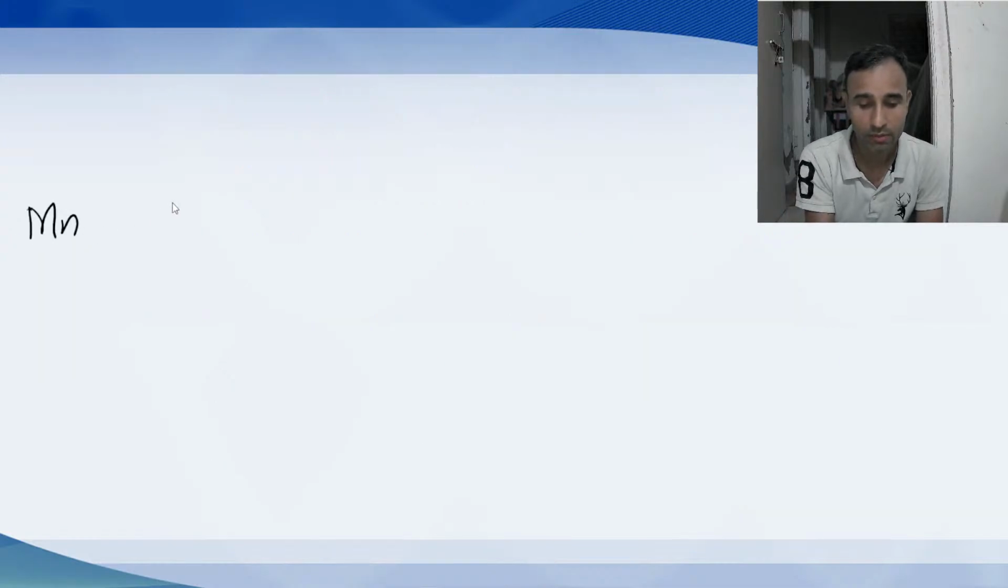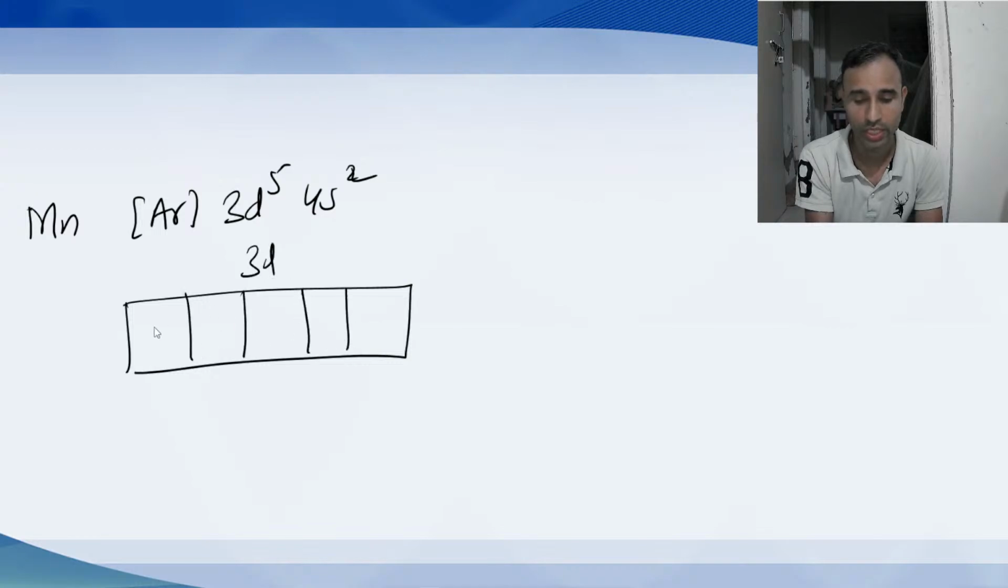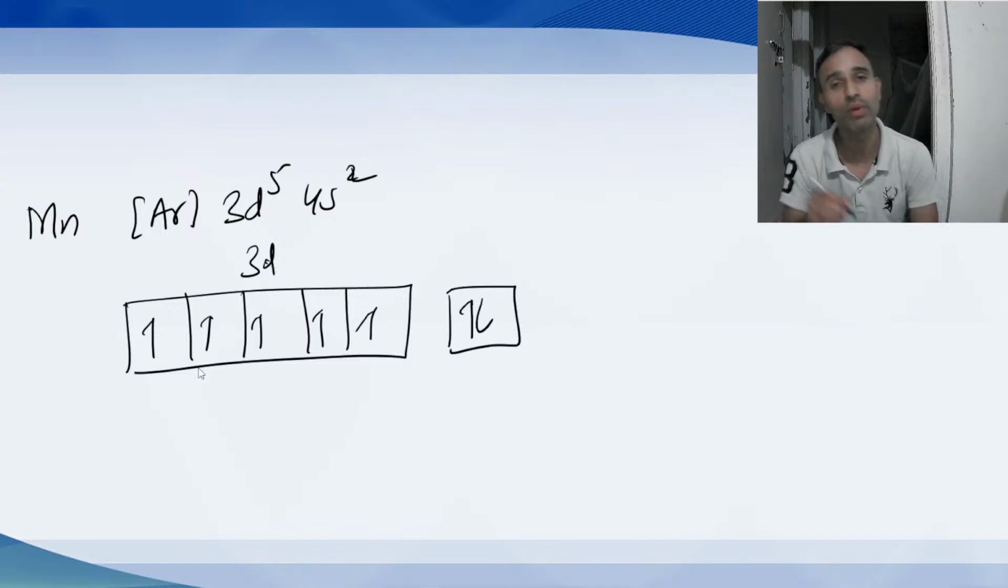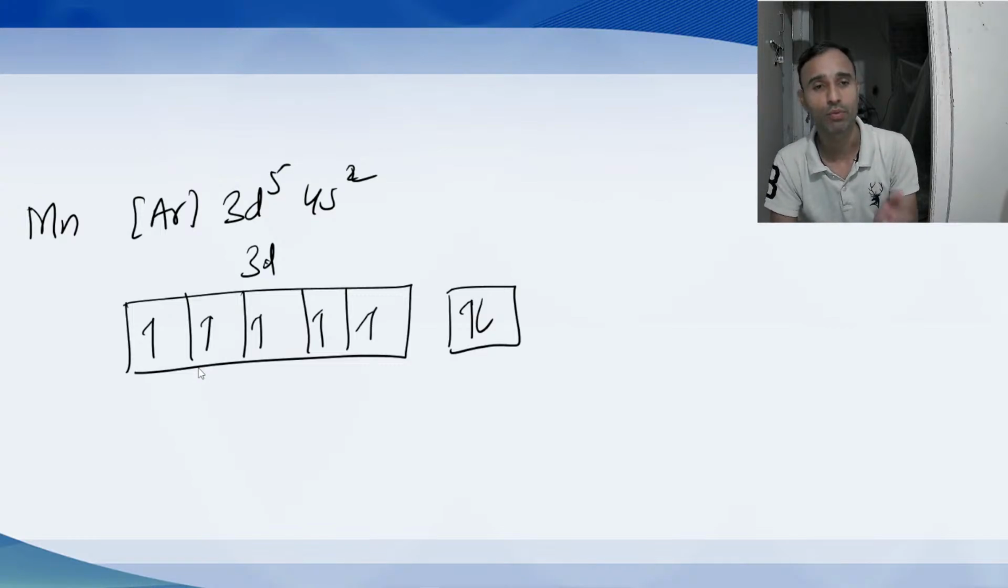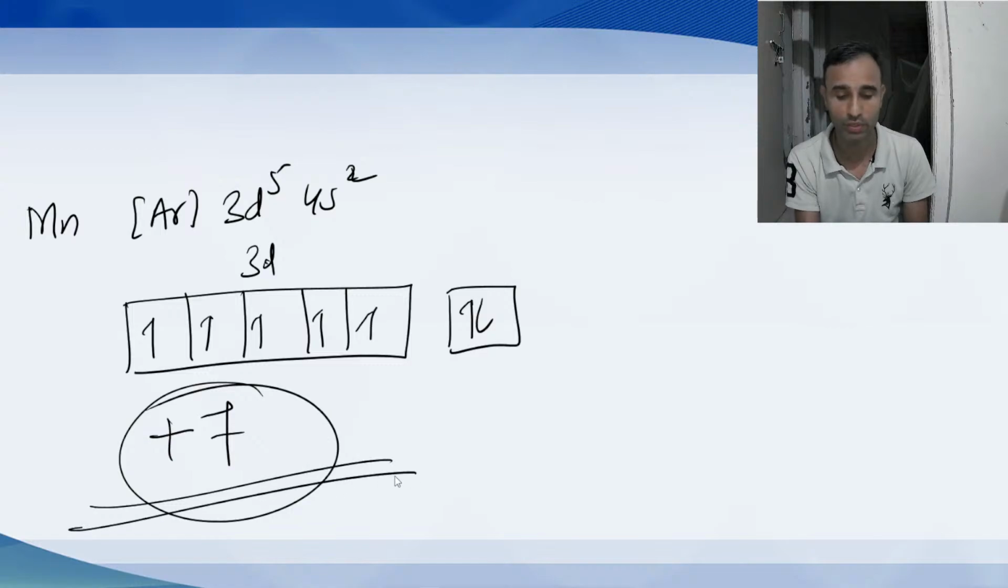Manganese is 3d5 4s2. In this case 3d has 5 electrons, 5 unpaired electrons, and all will participate in bonding. Therefore, manganese can show the +7 oxidation state. None of the other elements can show up to this oxidation state. So that's all for the day.